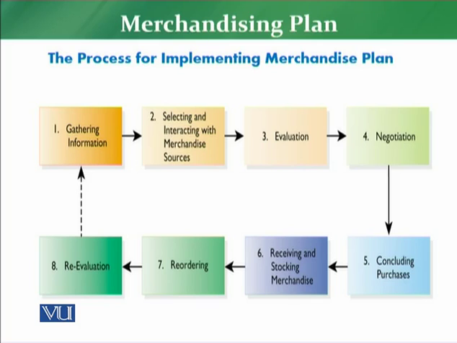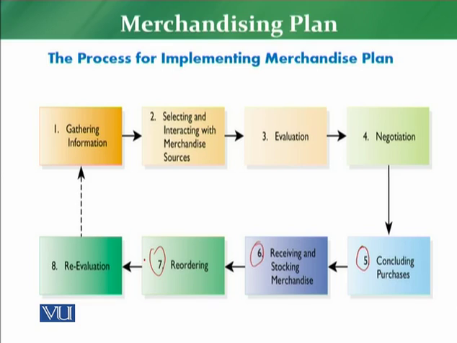Then after negotiation, we move to the fifth step, where you give the concluding purchases, so that the retailer knows what agreements are finalized and what merchandise they are going to receive. The next step is receiving the merchandise and stocking it. After that, the seventh step is the reordering level: once you have received the stock, at what point of time are you going to reorder? And the eighth point, the last part of the process, is reevaluation.